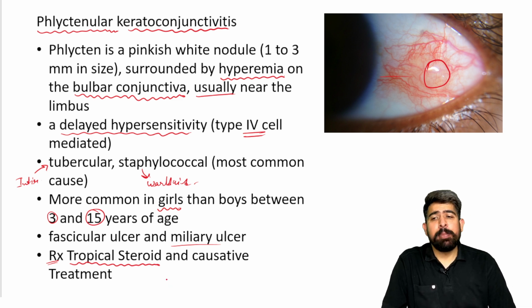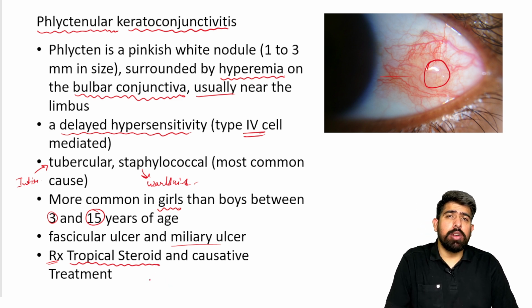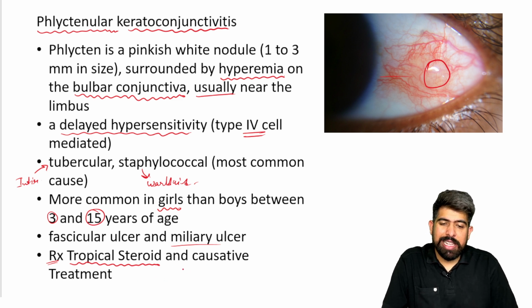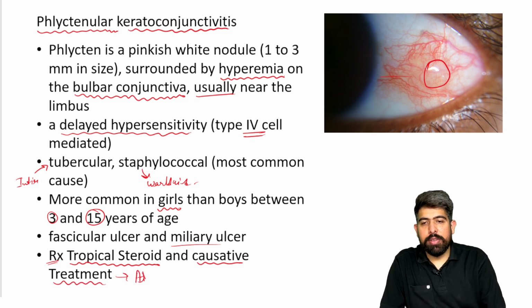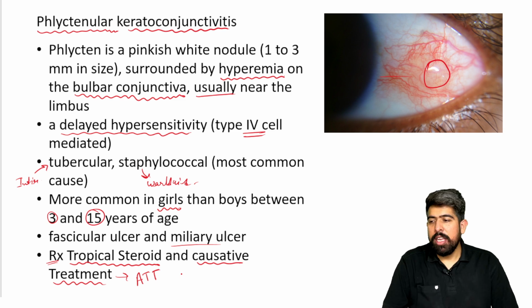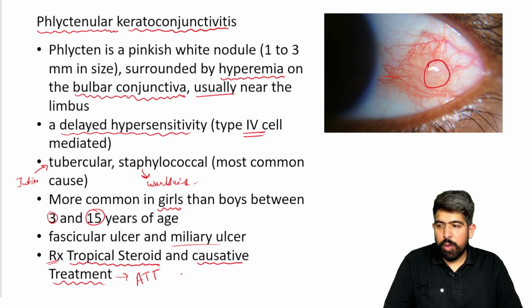But in India, the most common cause is tuberculosis, the tubercular cause. TB is the most common cause, so we'll give the steroid also, and we have to give the causative treatment. Like in India, what will we give? We'll give the anti-tubercular drug, the ATT. Anti-tubercular treatment should be given. So in India, we give the ATT also. So this is about phlyctenular conjunctivitis.